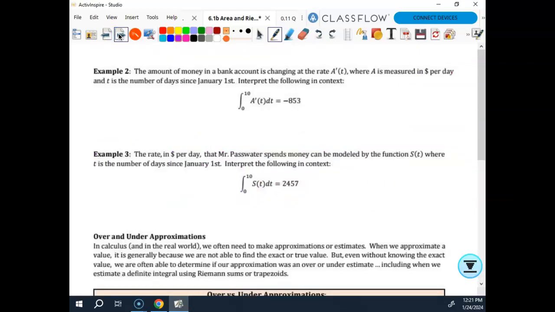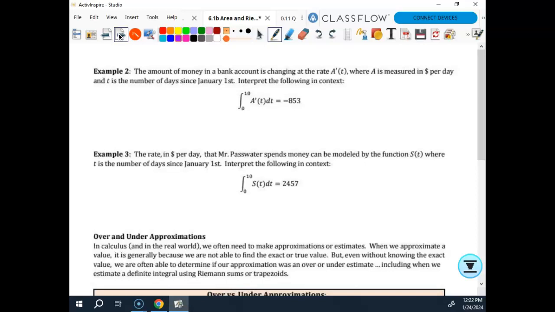So the amount of money in a bank account is changing at a rate of A prime of t, where A is measured in dollars per day, and T is the number of days since January 1st. Interpret the following in context. Okay, so remember, this is estimating an area under the curve, and it's negative.